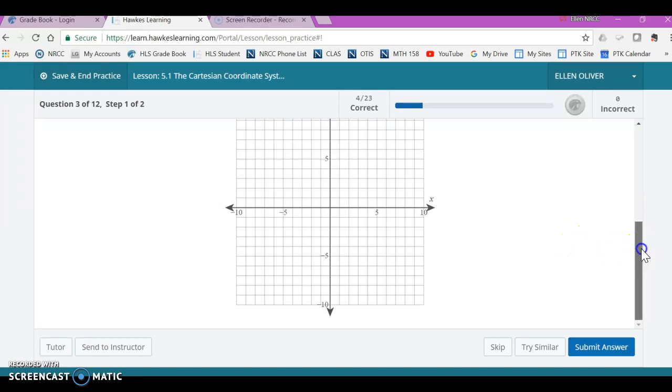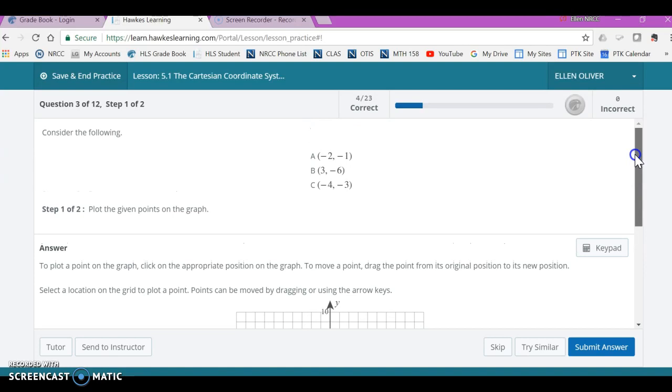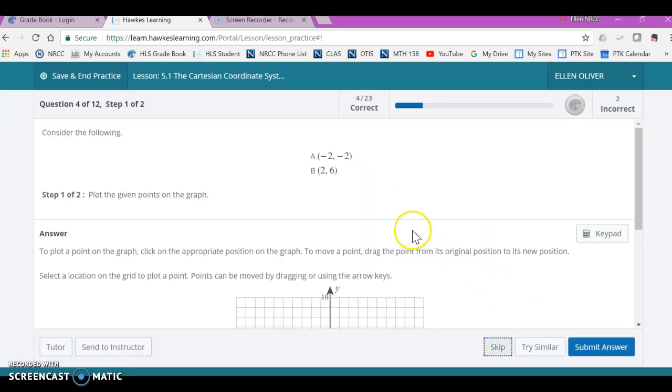All right, and this one is step 1 of 2. Plot the given points on the graph. You already know how to do that. This is from the origin left 2, down 1. This is right 3, down 6. This is left 4, down 3. So I'm going to skip that one. You can probably do that just fine.